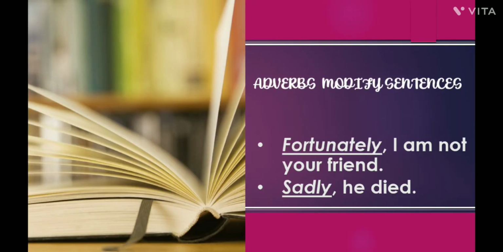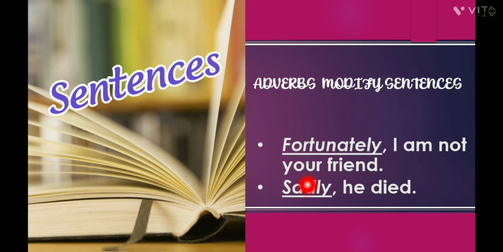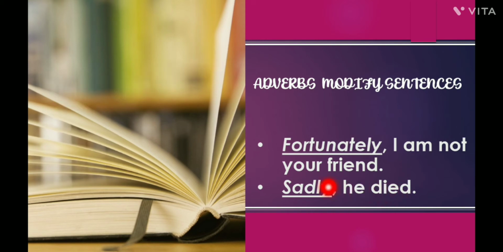Adverbs modify sentences as well. Look at that. Fortunately, I am not your friend. Now this fortunately is an adverb that is modifying the whole sentence, I am not your friend. Second example. Sadly, he died. Now he died is the whole sentence and sadly, in the beginning of the sentence, is modifying the whole sentence.